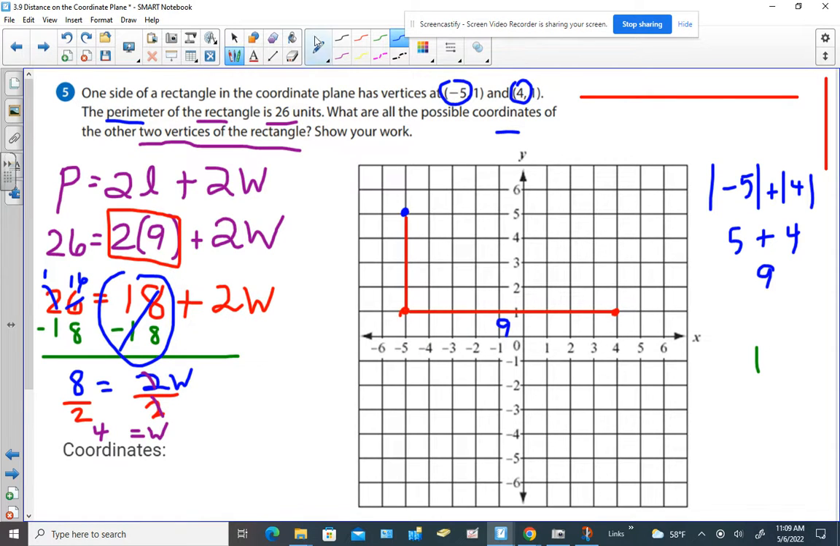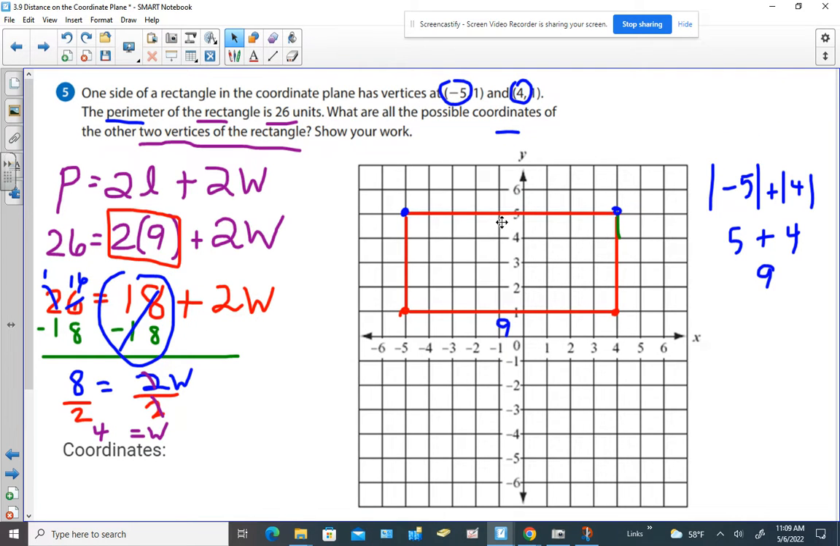Now that would also have to be true on the other side. We would have to count 1, 2, 3, 4 going up, and then put a dot there. All right, now if we visualize the finished rectangle, I'm just going to put all the lines there so you can see it. That's a potential place for the rectangle. I'm just going to put letters here even though they don't ask you to. I'm going to call this point A and this point B.